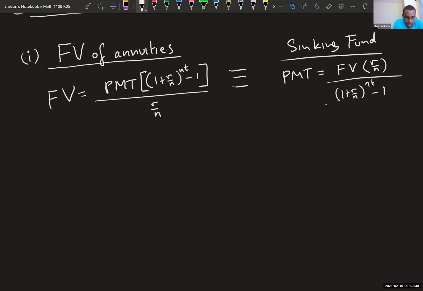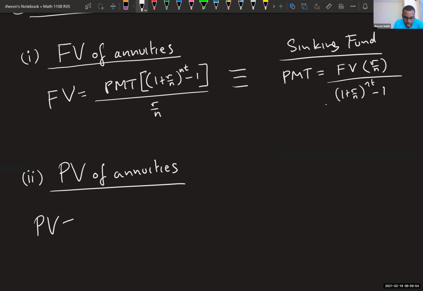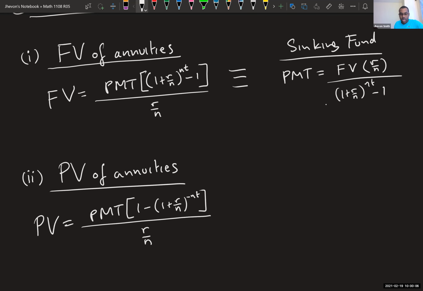The next main formula we have is the present value of annuities formula. So this is the guy that goes PV equals PMT, the one that we were using today, times (1 minus (1 plus R over N) to the minus NT) over R over N once again.